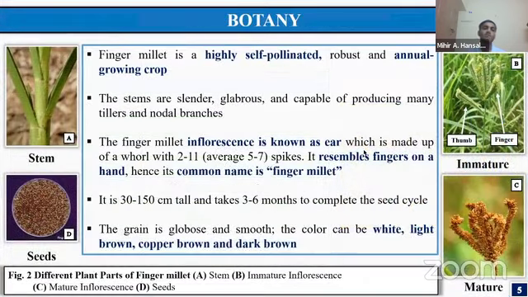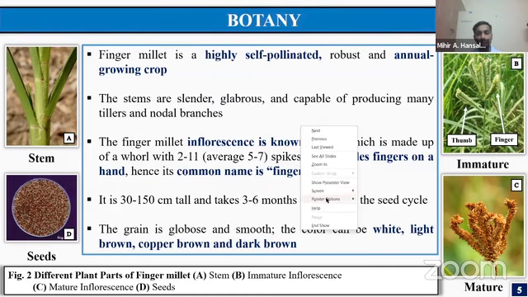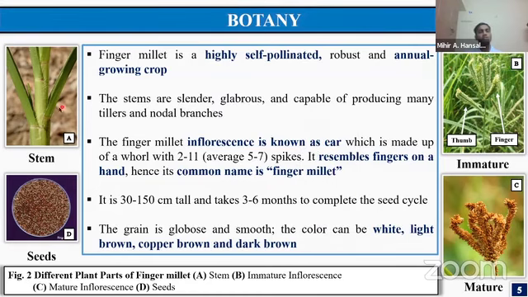If we talk about the botany of the finger millet, then it is a highly self-pollinated, robust and annual growing crop. Stems are slender, glabrous, and capable of producing many tillers and nodal branches. As you can see in figure 2a, the stem of the finger millet, and the finger millet inflorescence is known as ear, which is made up of 2 to 11 spikes. It resembles fingers on hands, hence its common name is finger millet.